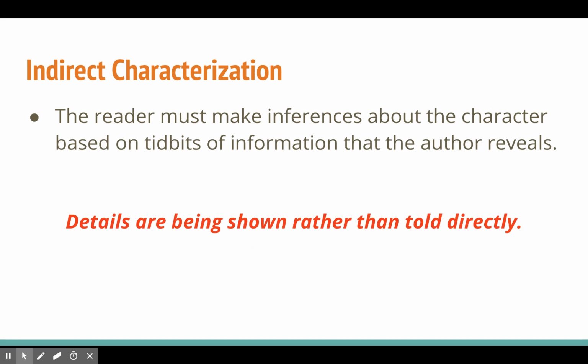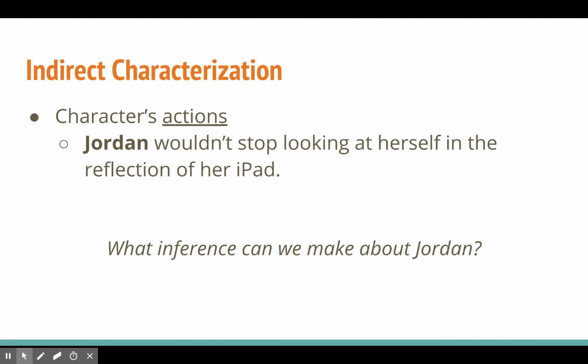With indirect characterization, this is going to be where you need to start making some inferences. So based on what the author or narrator tells you, you can make some inferences about that character's personality or appearance. So with this, remember that details are being shown rather than told directly. And there's a couple different ways that authors are going to indirectly characterize their characters. The first is via characters' actions.